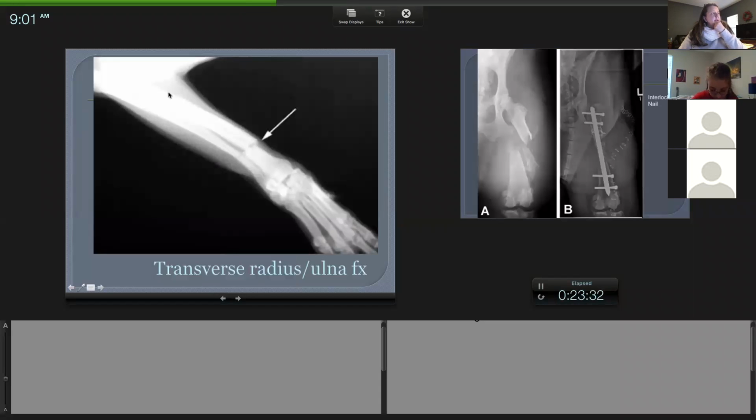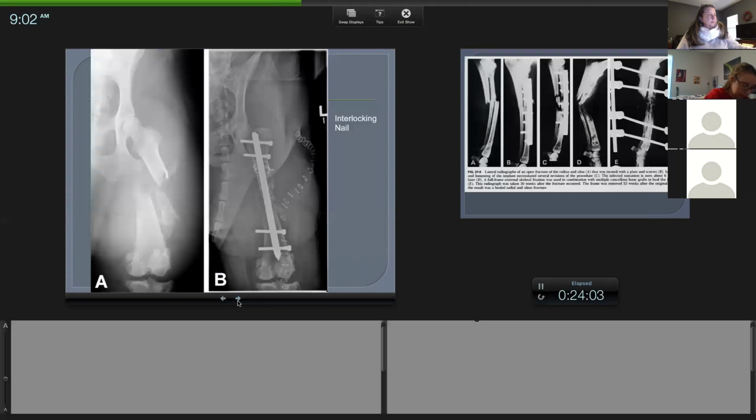Now here is a radius and ulna. So this is the forelimb. You can see it's transverse, so it's perpendicular. It goes right across the two bones. You can see a little break right there in the ulna. When they fix this, this is probably going to get a plate, potentially a pin, but probably a plate. And then they will leave the ulna, and the ulna will heal as the radius heals. So again, the ulna is non-weight bearing. We don't need to fix that.